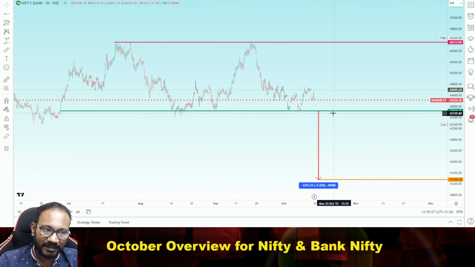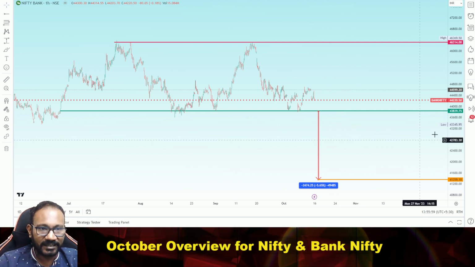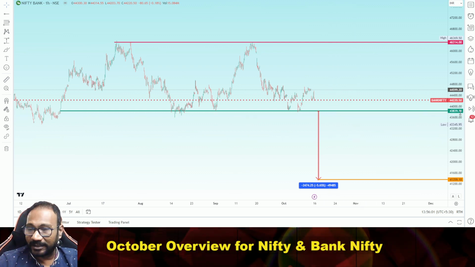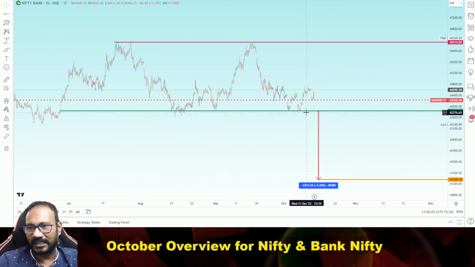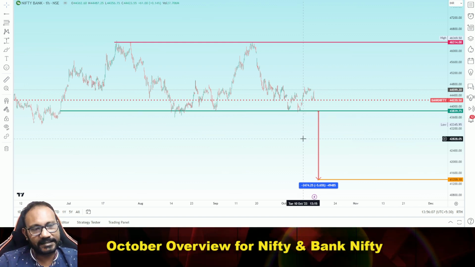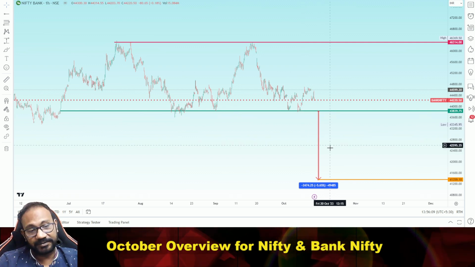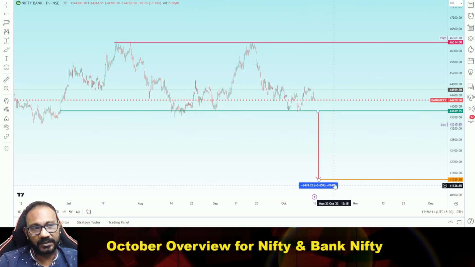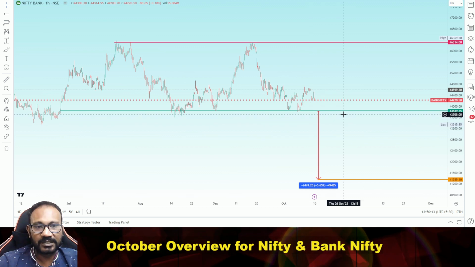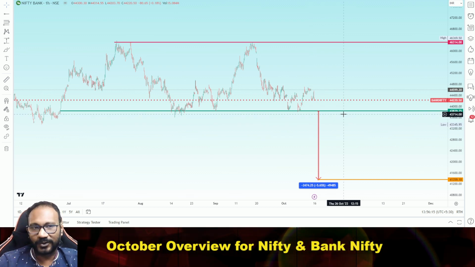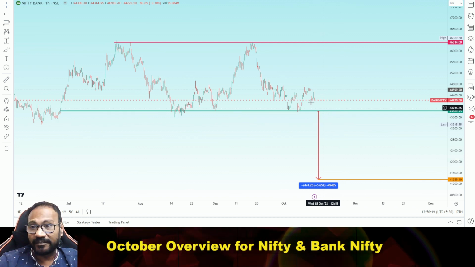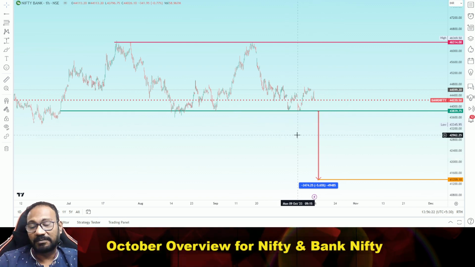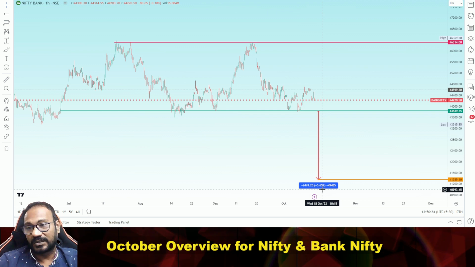So there is a very likely possibility that once it breaks 43,840, right? 43,840 or probably 800. Let's round it off to 800. Once it breaks that, we might see a terrific downside action. So the critical level to watch out for is 43,800. It should not break. If it breaks, then it is a very likely scenario for the market to go down almost 2,500 points.